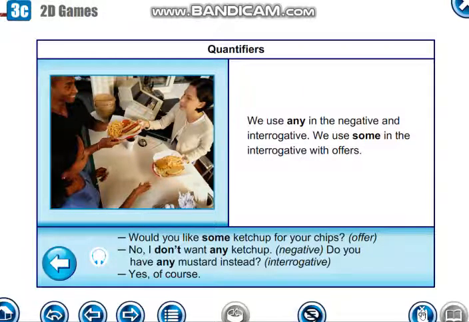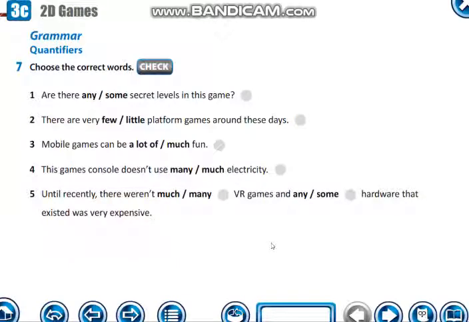Now that's all. Do exercise 7. Choose the correct words. Any or some, few or little, a lot of, much, many, and any, some.